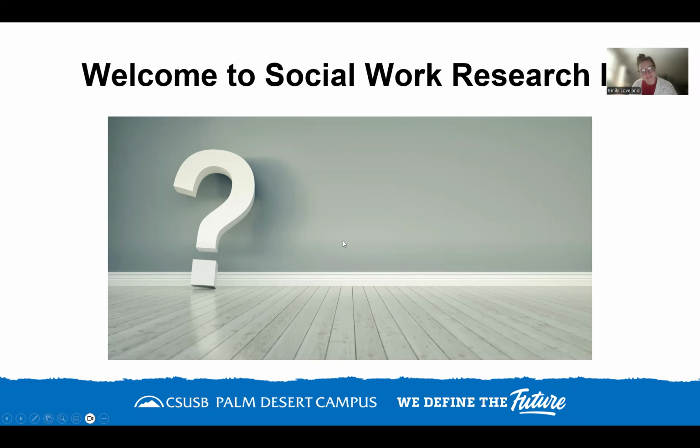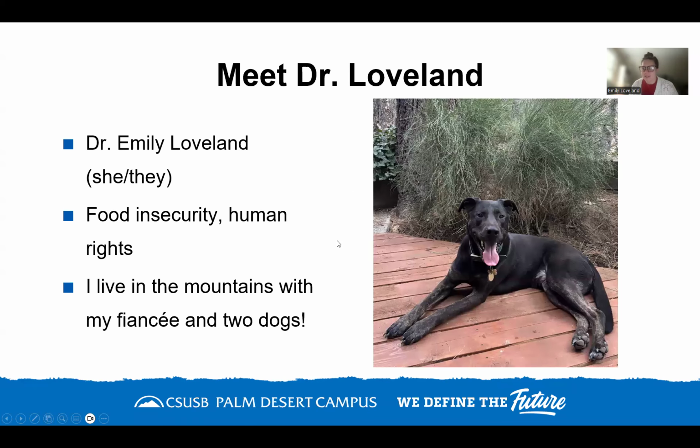It's great to have you all back. And I think that this is everyone from our policy class last semester, so I'm not going to belabor this slide too much, but if you don't remember or if you're new here, my name is Dr. Loveland. I use she, they pronouns. My research interests are in food insecurity and human rights, and that looks right now at engaging in mutual aid organizations and how they distribute food, as well as sort of critiquing SNAP or CalFresh policies and how they are inadequate at addressing food insecurity in the United States.